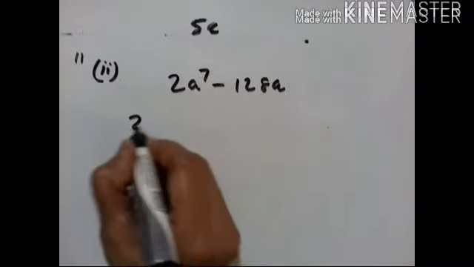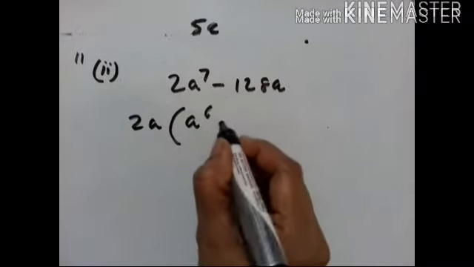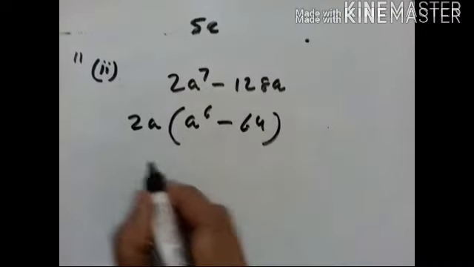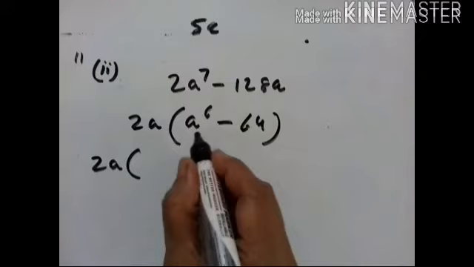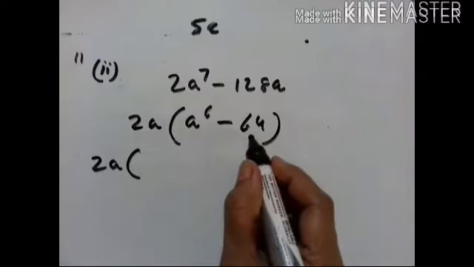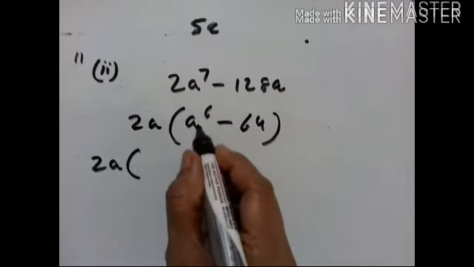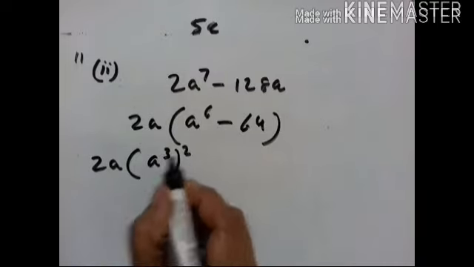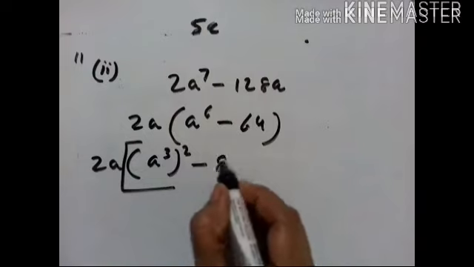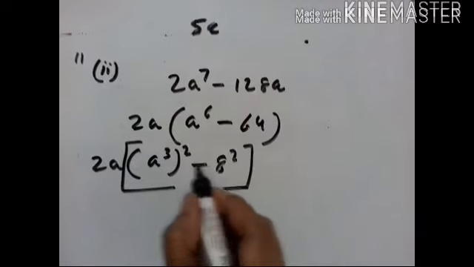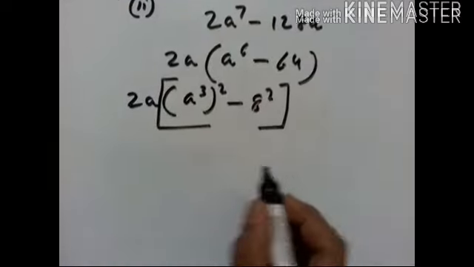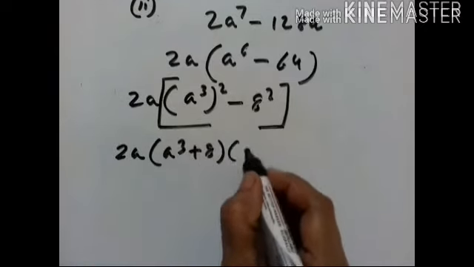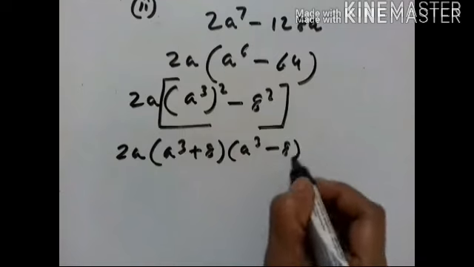a is common here. So a raised to the power of 6 minus this is 64. a has gone out. So this is equal to what? This is 8 square. This is a cube square. a cube square minus 8 square. Difference of squares. 2a into (a cube plus 8) into (a cube minus 8).